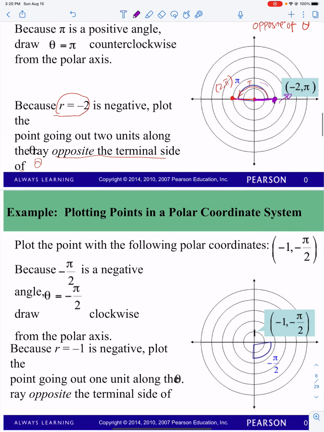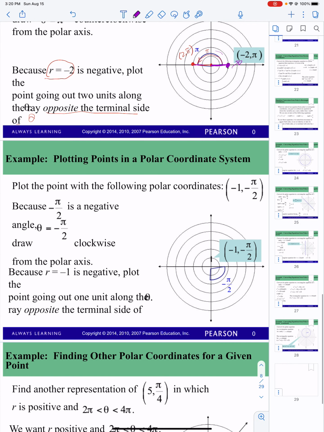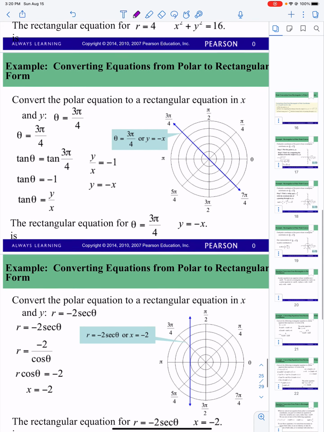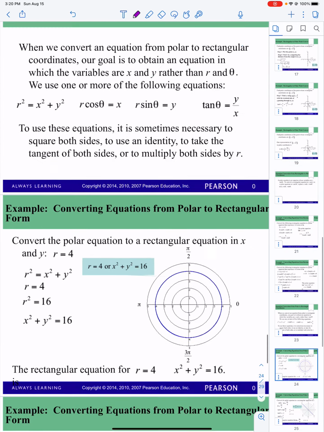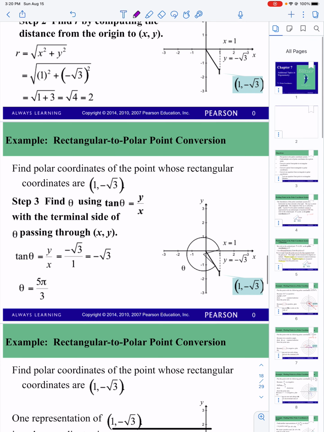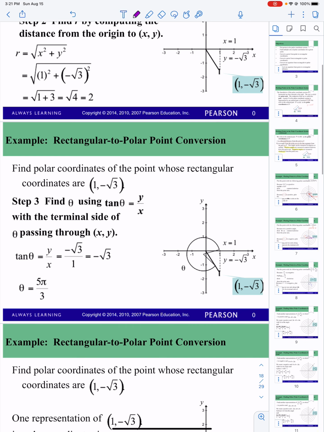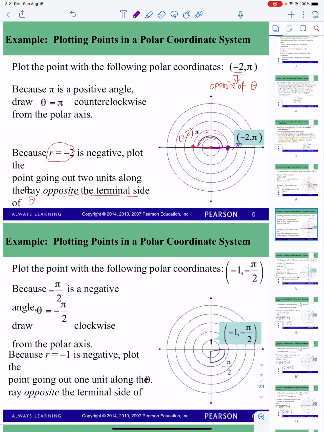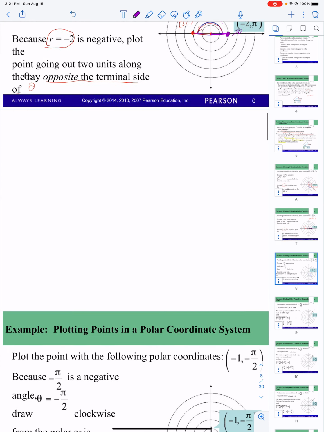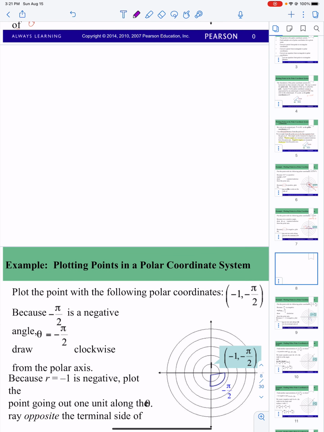Okay, so what I will do is insert a blank page and show you the next example, without the notes.